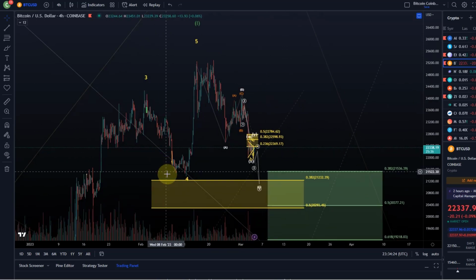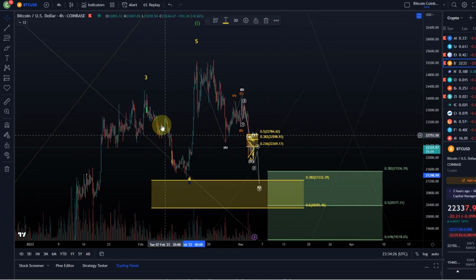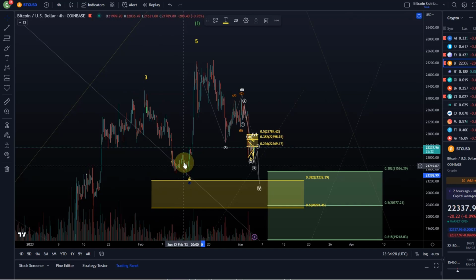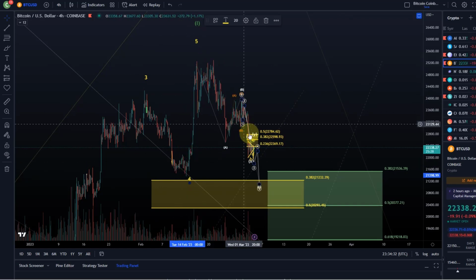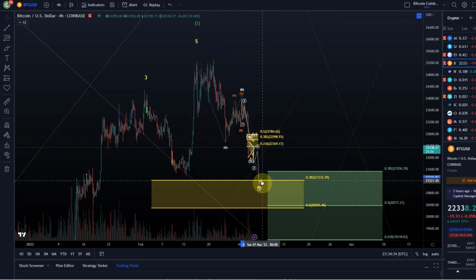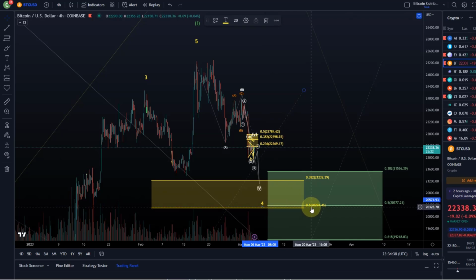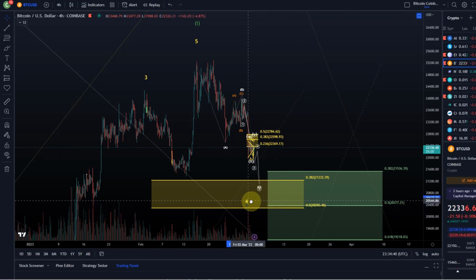The other scenario is that this fourth wave never finished. That we came down in an A wave. We rallied in a B wave all the way here to the 16th of Feb. And we're coming down in a C wave. And this is the wave 4 low. The wave 4 must not go below 20,293. Below that level, yeah, it would be basically invalidated.